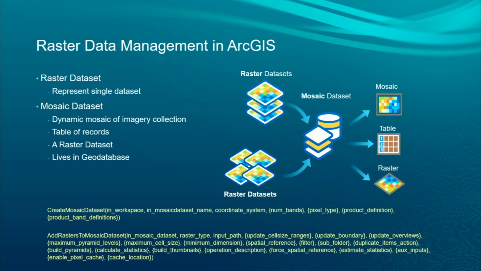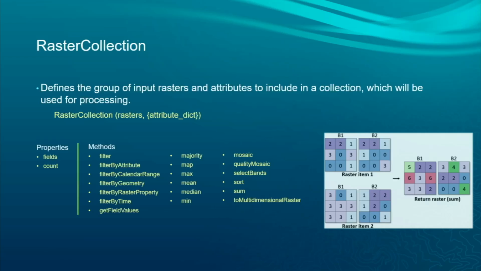You have a raster dataset that represents a single raster. You can have a mosaic dataset where you can put a bunch of rasters and present them as a seamless layer. You also have RasterCollection that helps with analysis. RasterCollection is really another important thing, and sometimes we miss it, because if you create a RasterCollection, you can have properties and methods, and you can run a bunch of operations on the fly, happening with all your rasters at the same time, which is kind of cool.